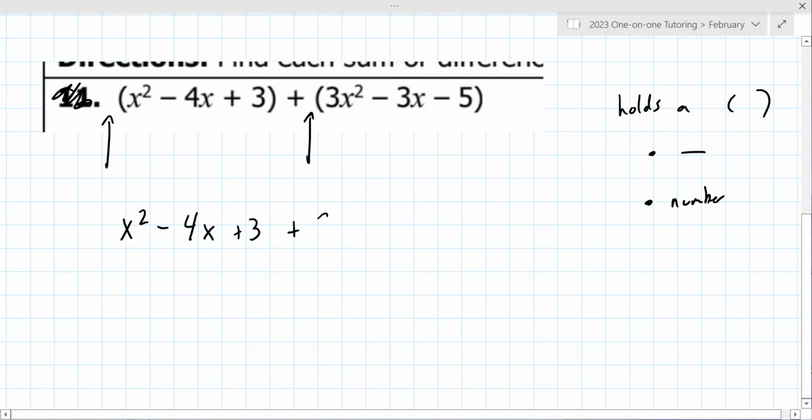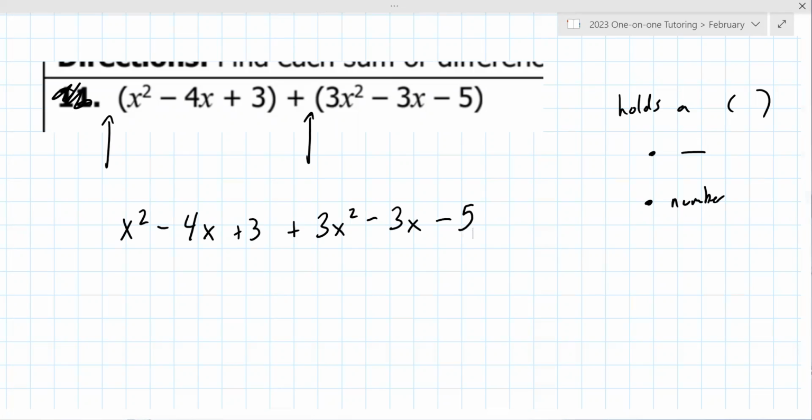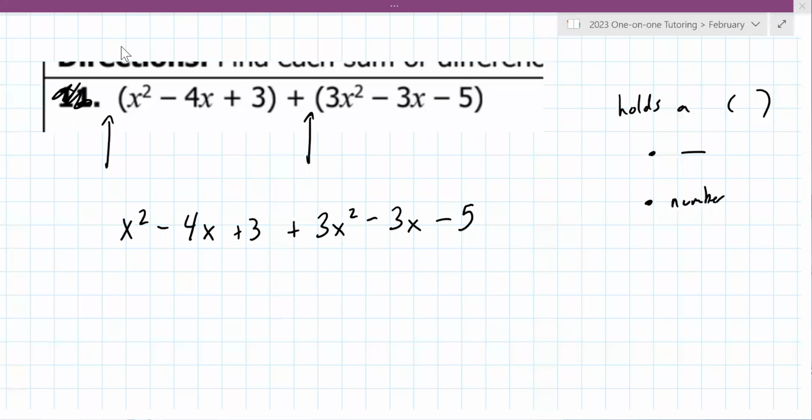So you rewrite it, dropping parentheses. Sorry, my dog is asking for my attention. He scratches when he doesn't get what he wants. Yeah. So let me know when you get caught up to this line here. Okay.